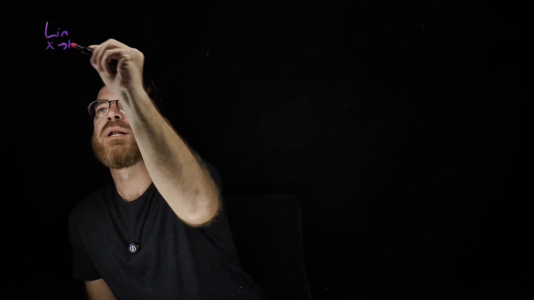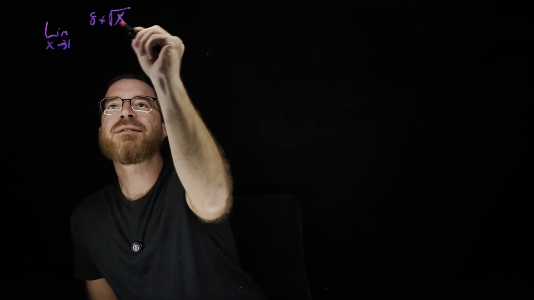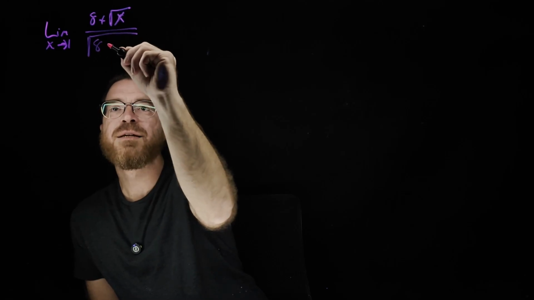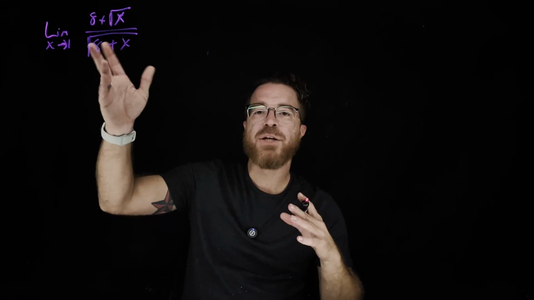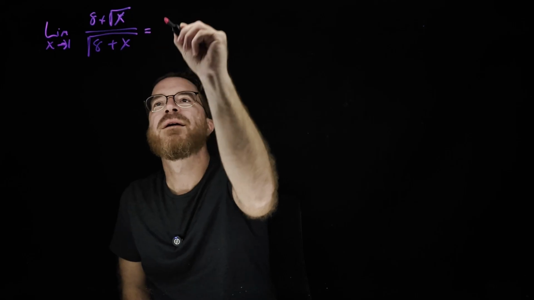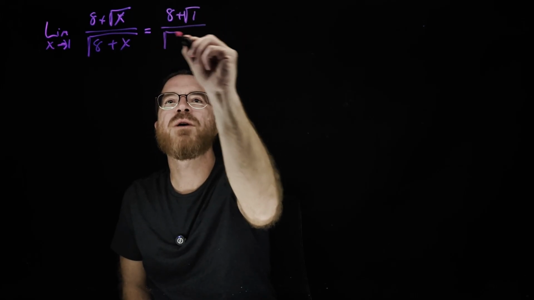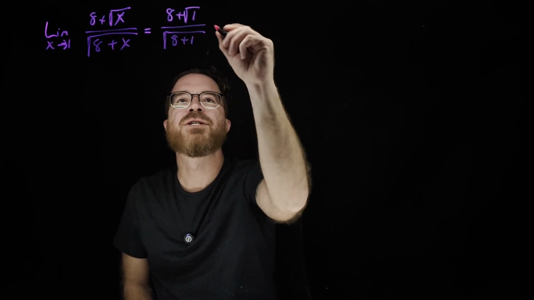For the next example, I'm going to find the limit as x approaches 1 of 8 plus the square root of x, divided by the square root of 8 plus x. In this case, if I were to try to plug in 1, what's going to happen? I'm going to get 8 plus the square root of 1, divided by the square root of 8 plus 1. The square root of 1 is just equal to 1.